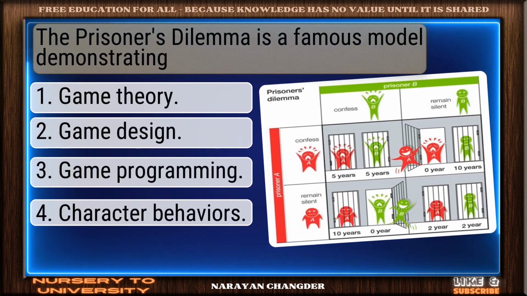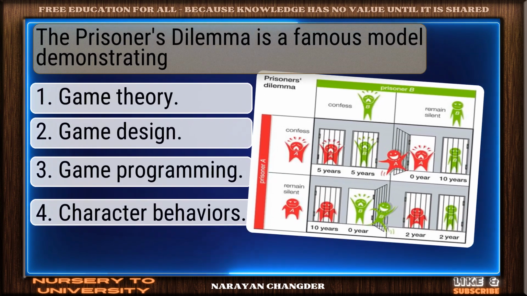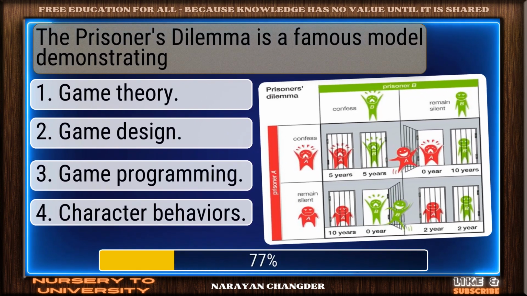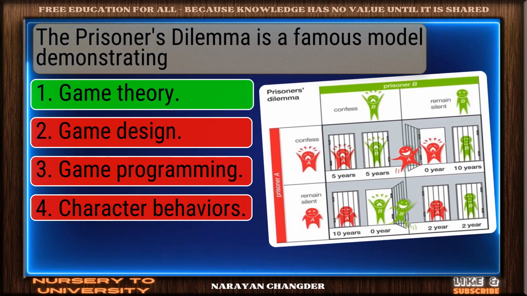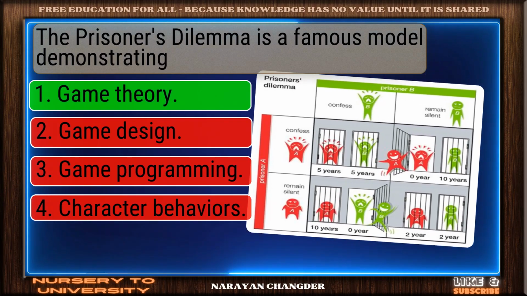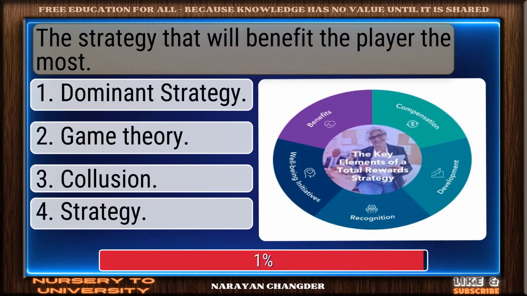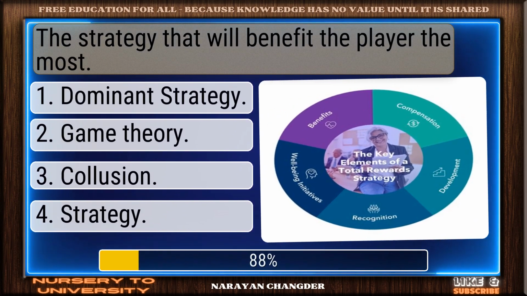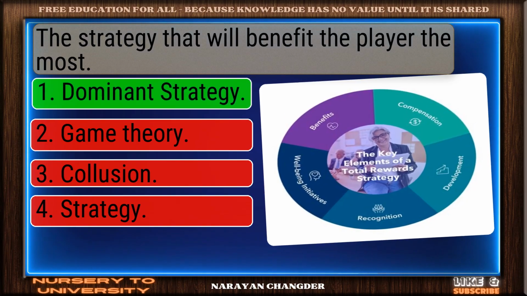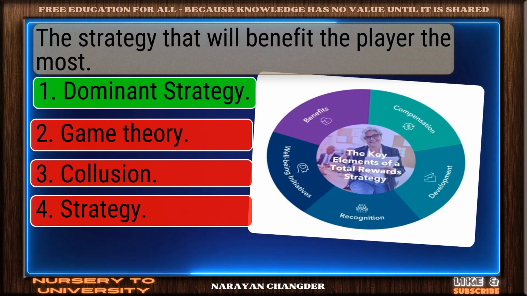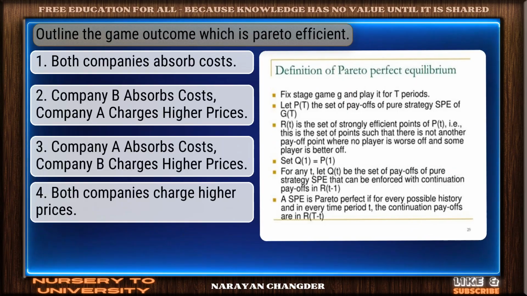The prisoner's dilemma is a famous model demonstrating. Well reasoned. Game theory is the correct choice. The strategy that will benefit the player the most. Smart pick. Dominant strategy is the correct choice.